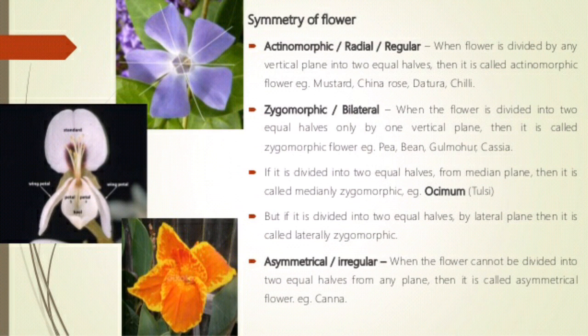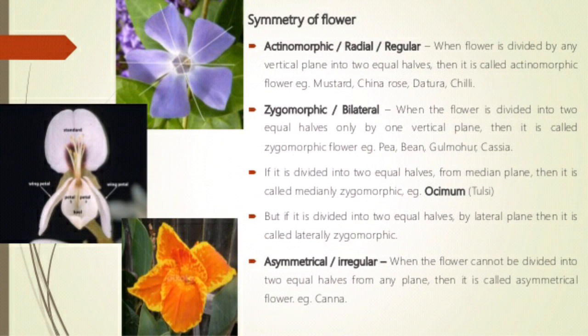Zygomorphic or bilateral symmetry flower: when the flower is divided into two equal halves only by one vertical plane, then it is called zygomorphic flower, example pea, bean, gulmohar, cassia. If it is divided into two equal halves by the median plane, then it is called medianly zygomorphic, as in the case of Ocimum, that is tulsi. But if it is divided into two equal halves by the lateral plane, then it is called laterally zygomorphic.